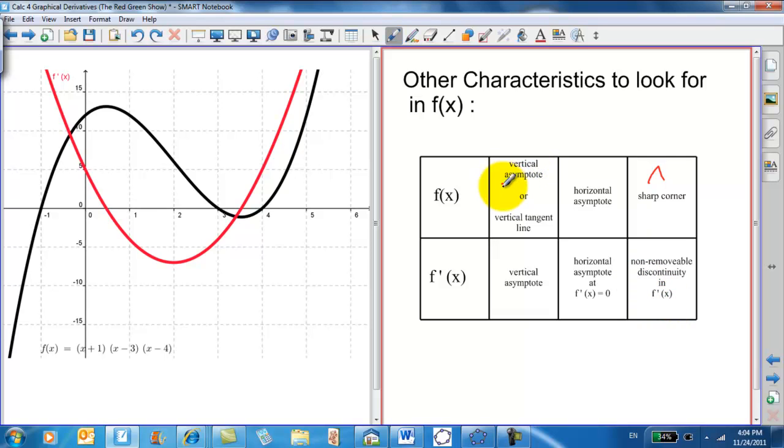So vertical asymptote leads to vertical asymptote. Horizontal asymptote leads to a horizontal asymptote at 0. And a sharp corner means your derivative is undefined and you get a non-removable discontinuity, a sudden change in slope. So you're probably going to have to represent that, like in this case, where we got a sharp corner there. We have positive slopes, and then we have negative slopes. So you usually indicate that with 2 open circles to indicate that the derivative is undefined.